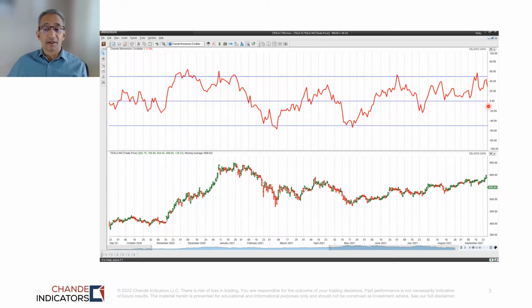Now, the zero axis is a midpoint in this case, and as prices evolve, the indicator fluctuates between the higher value and the low value, and therefore it appears to oscillate around the midpoint. And that's why it's called an oscillator.